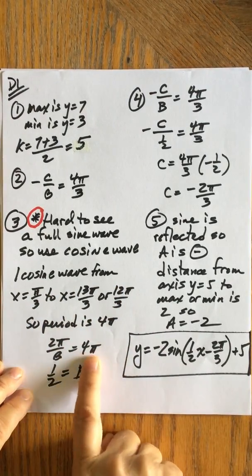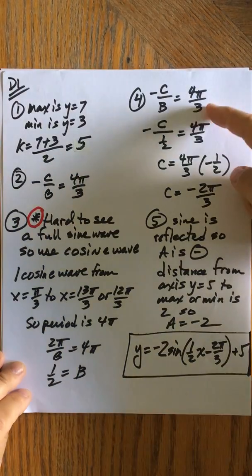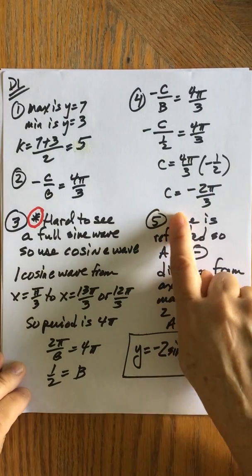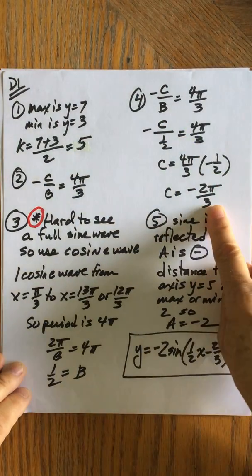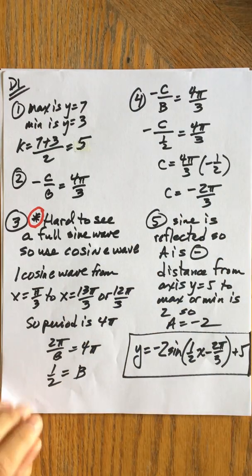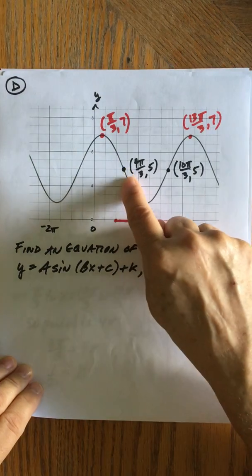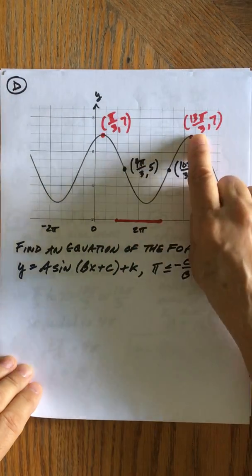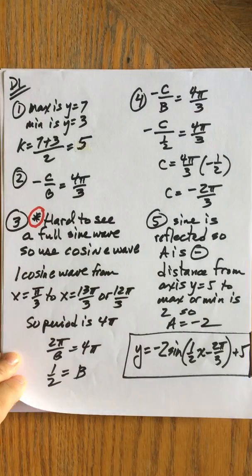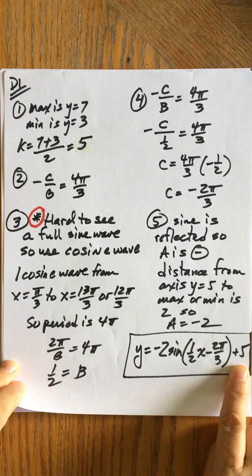I got 4 pi is the period, and then b is a half. Plug it back into the phase shift formula and find C. The last part is to find out if A is positive or negative. In this case, it looks like my sine wave is reflected. It's coming down from the axis, then going back up, so it's negative. So A is negative 2, and I plug everything in.